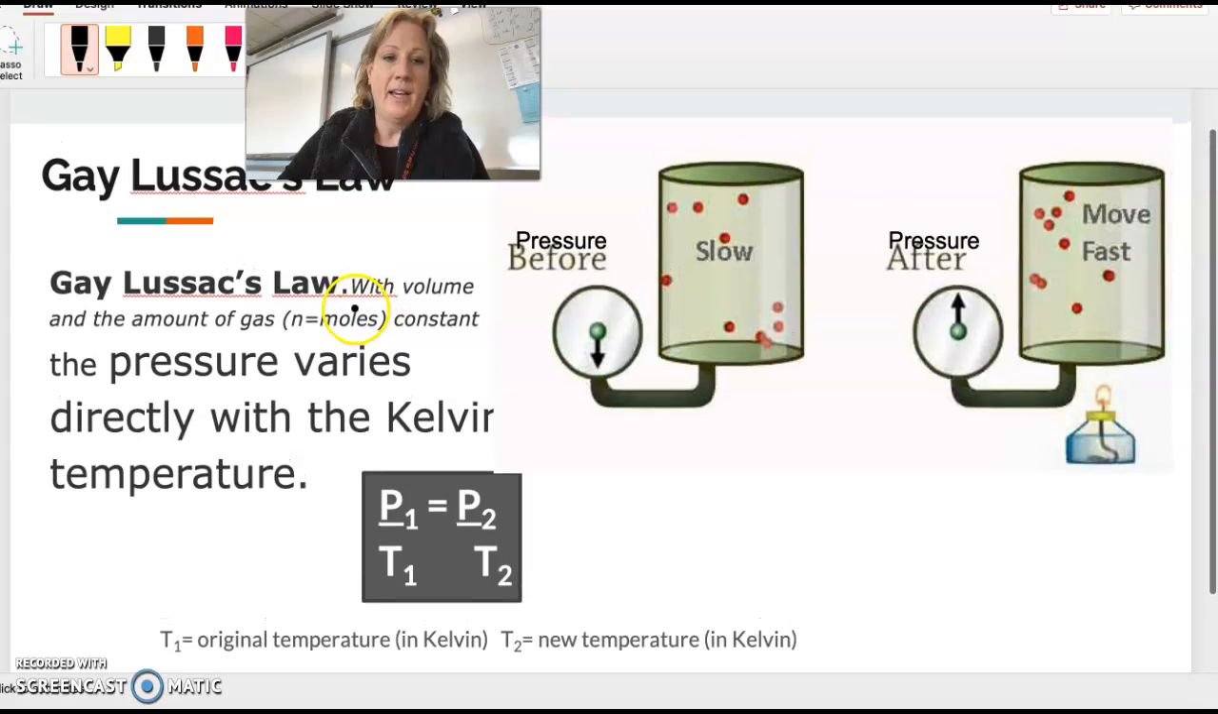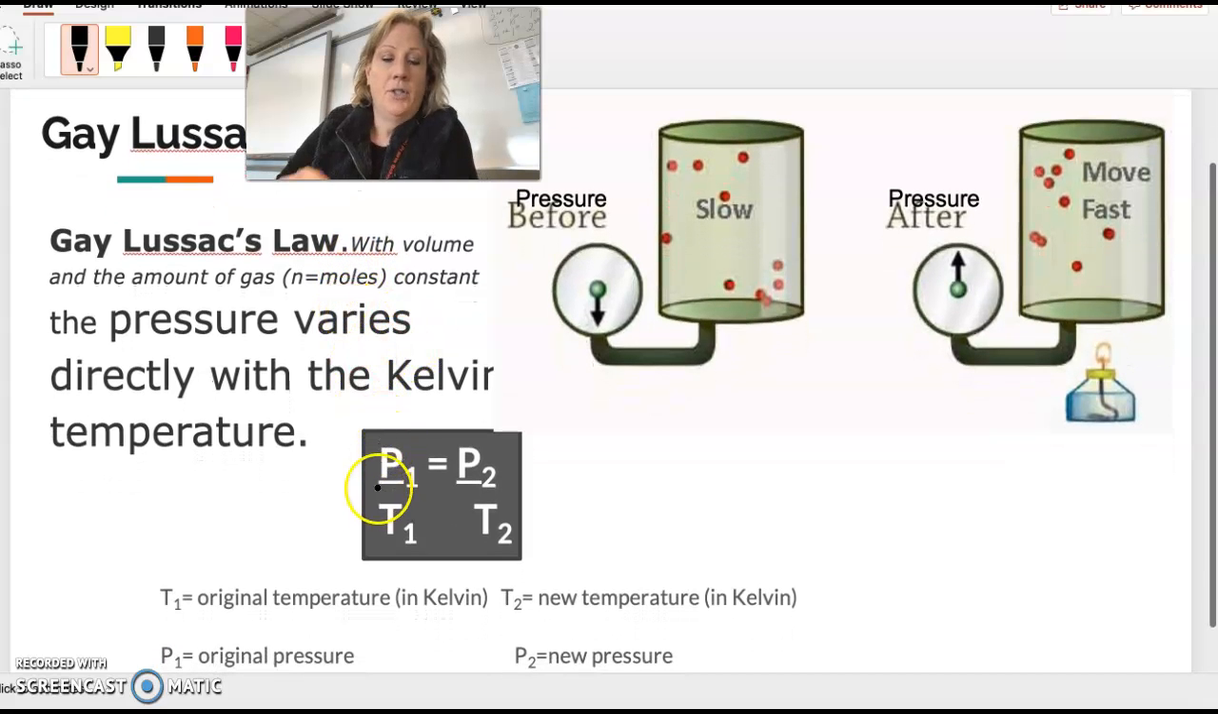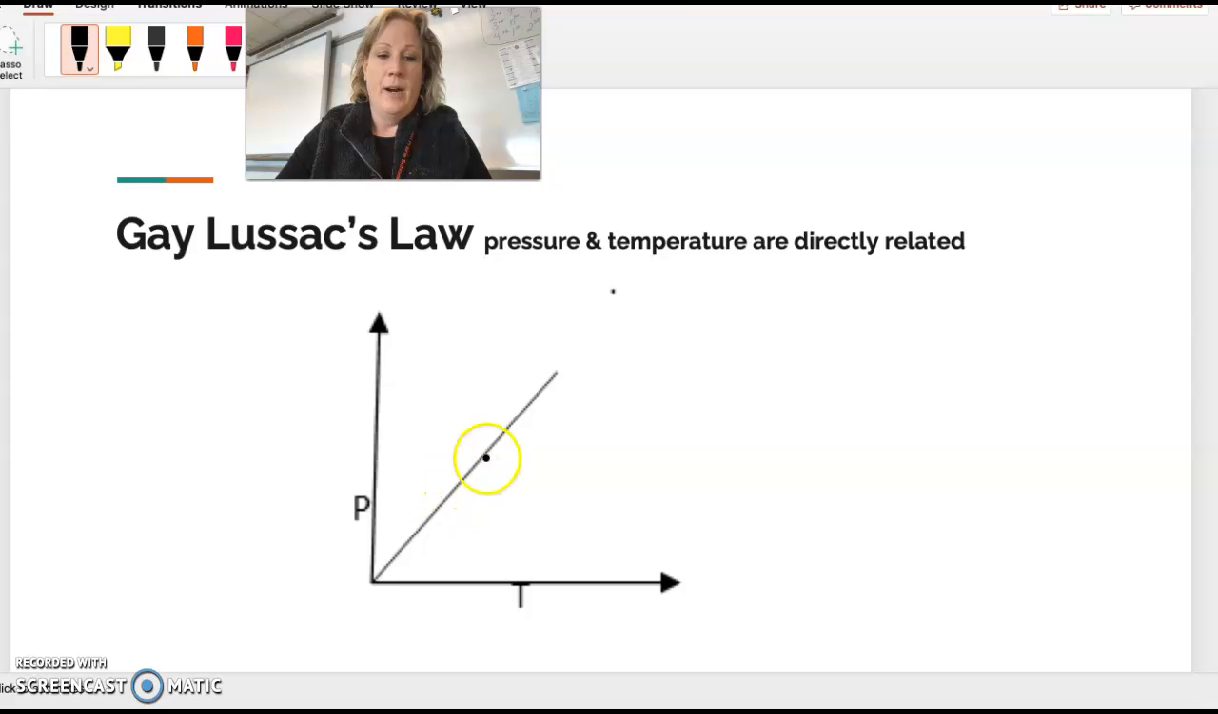We also have Gay-Lussac's law. In this law, we're talking about pressure and temperature. We're holding the volume constant and also the amount of gas, or the moles of gas, constant. This is the equation for the mathematical part of it, and pressure and temperature are directly proportional to each other. If temperature increases and the volume can't increase because we're holding that constant, then there's going to be more collisions and more pressure. Again, whenever it's a direct relationship, you're going to have this kind of graph. As temperature increases, pressure increases. They both increase together, or they would both decrease together.